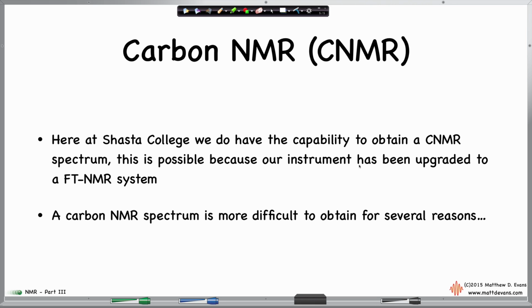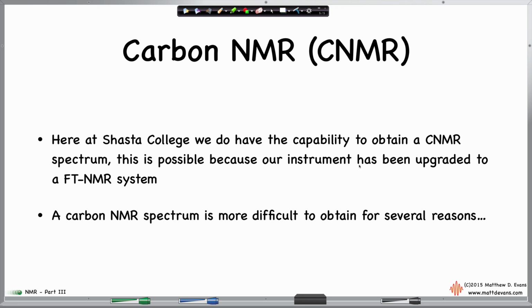Let's move on to carbon NMR. We haven't talked about carbon NMR yet, but there's not a whole lot to say because, compared to hydrogen NMR, we get a little bit less information. So all the principles are still the same, but less information. Here at Shasta College, about 10 years ago, slightly before I got here, we had no capability to do carbon NMR. It's only because we had an FT, Fourier transform, upgrade to our magnet that we can do this.